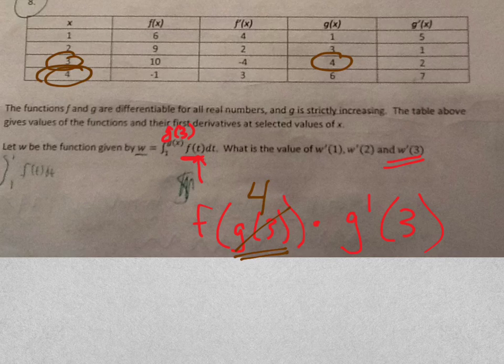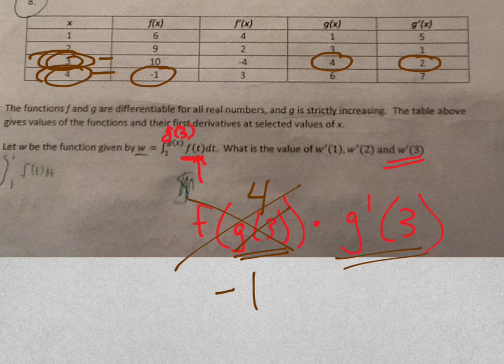F of 4, here's 4. F of 4 is negative 1, so this whole thing becomes negative 1. G prime of 3, here's 3 again. G prime is all the way over here. That's 2, so your answer is negative 2. Done.